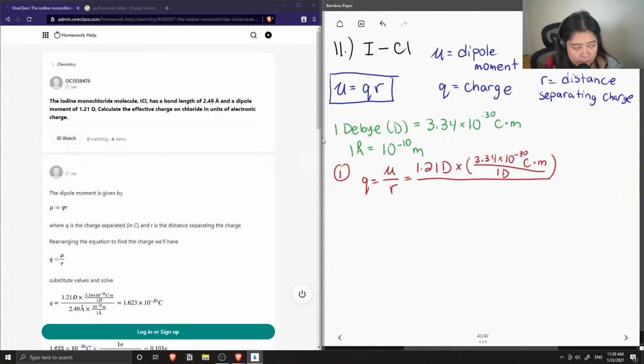And this is all divided by the bond length. So this was 2.49 angstroms. And then again, we would just multiply this to convert to meters. So 10 to the negative 10 meters divided by 1 angstrom. So now we have our final charge in coulombs, and its value is 1.623 times 10 to the negative 20.